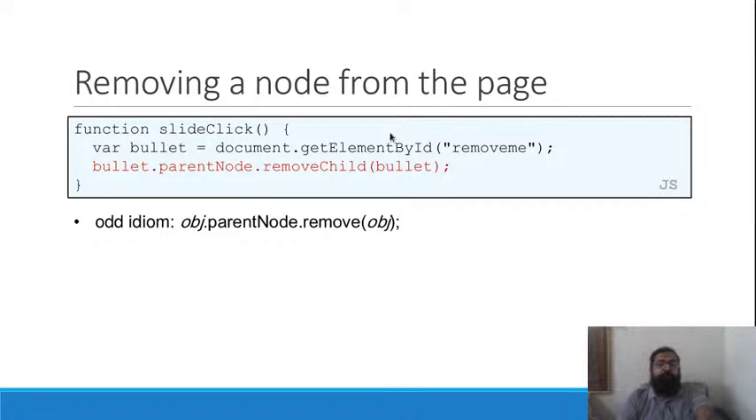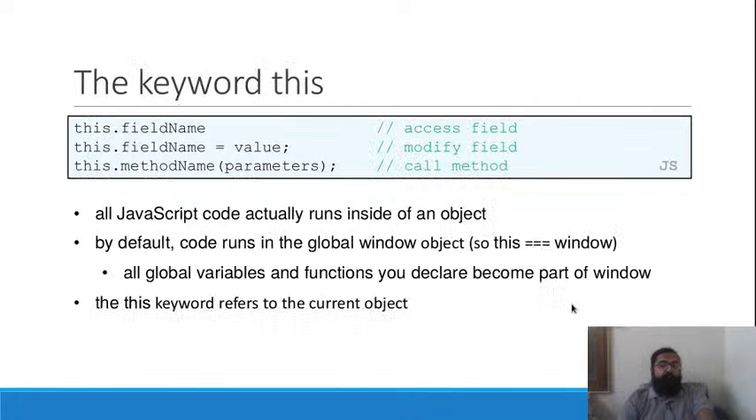And how do you remove a particular node from a page? You can do it by remove child. So let's say you selected the bullet by get element by id remove me, and then what you will do is bullet dot parent node dot remove child bullet.